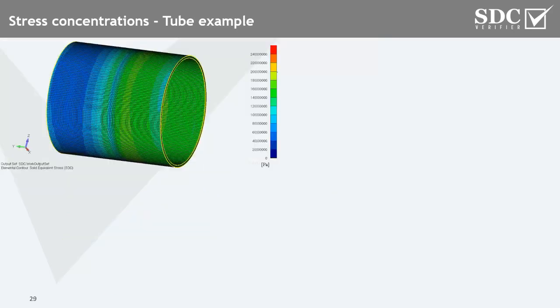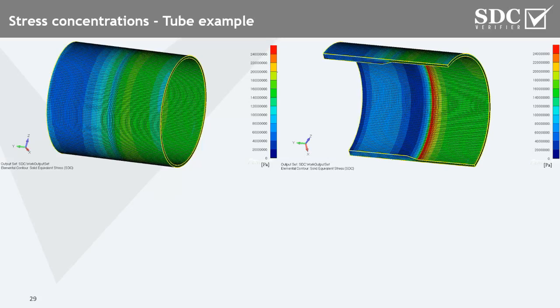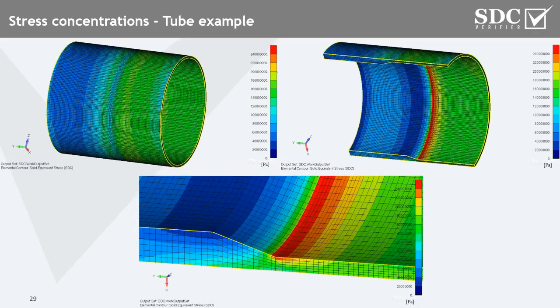Just an example. So here you see from the outside, it looks like this is pretty fine. However, when you look at the inside of this connection, you see a very high stress concentration right at the transition with your plate thicknesses.